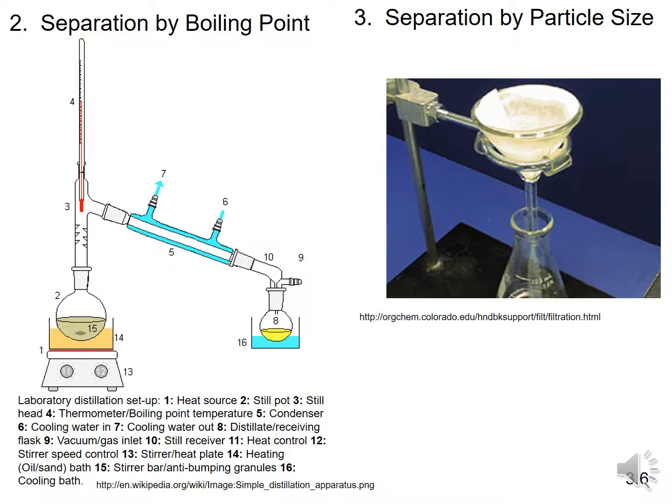Can also separate by particle size. Particles that have a large size won't pass through the filter paper. So by filtration, I can separate large chunks of solid from a liquid that might pass through the filter paper. The part that goes through the filter paper is called the filtrate. The solid that gets caught on the filter paper is called the filtrand.